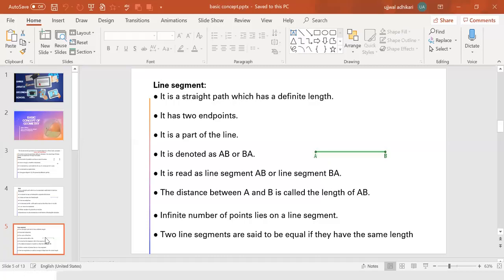Okay, I hope students you become clear on the concept of the point, line, and line segment.